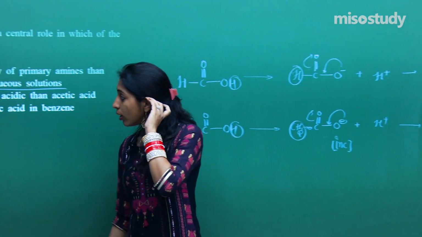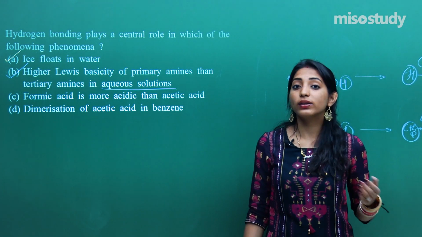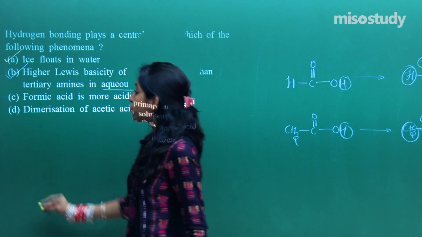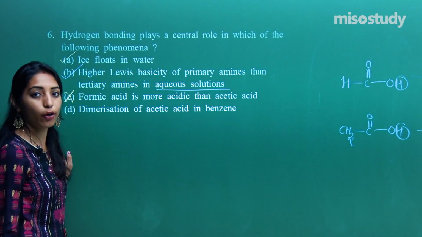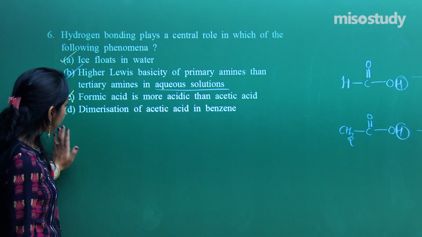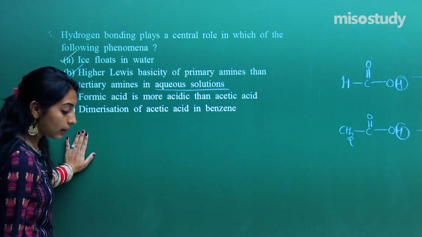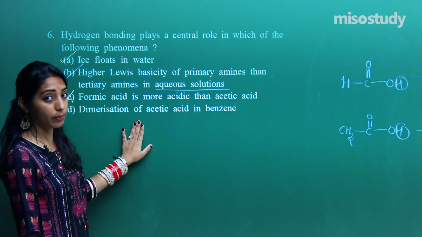Fine. But this entire explanation has got nothing to do with the concept of hydrogen bonding. So, the comparison of acidity of these two acids cannot be done on the basis of hydrogen bonding. Fine. Now, moving on to the last option, and the last option says dimerization of acetic acid in benzene.